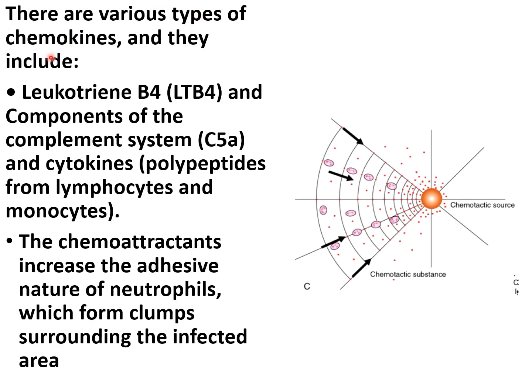There are various types of chemokines, and they include leukotriene B4, components of the complement system, and cytokines like polypeptides from the lymphocytes and monocytes. The chemoattractants increase the adhesive nature of the neutrophils, which form clumps surrounding the infected area.